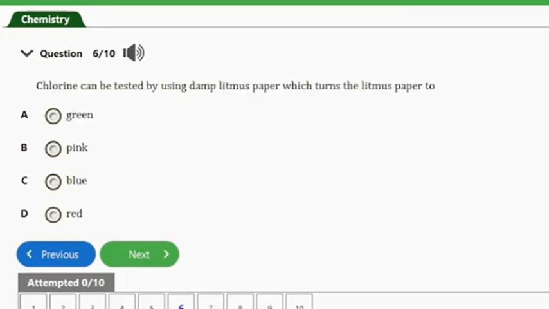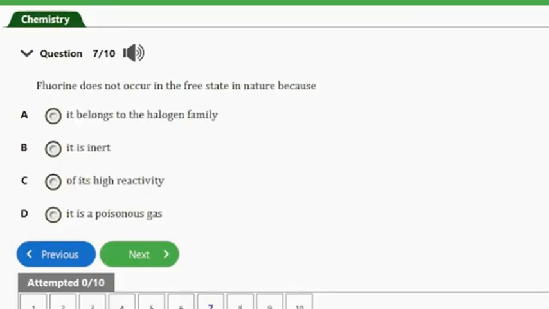Question number 6 here. It says chlorine can be tested by using damp litmus paper, which turns the litmus paper to: A, green; B, pink; C, blue; D, red. So guys, the answer to this question is option B here, and that's pink. So let's consider the next question.